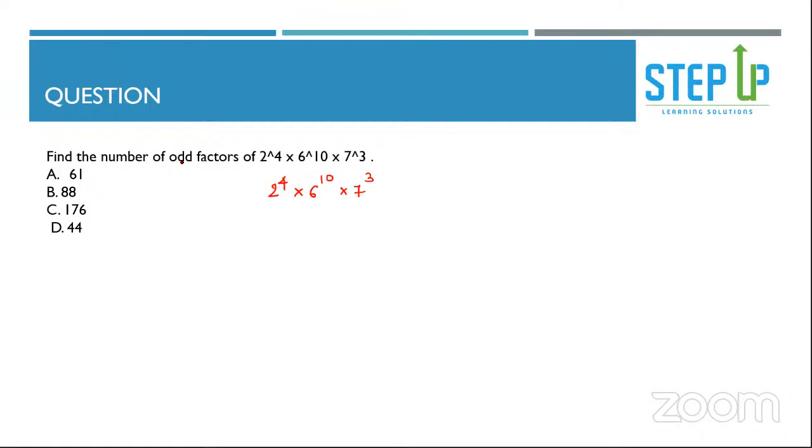Forget about these odd factors. I'll come back to this odd and even factor. As of now, let's calculate the total number of factors. If we just calculate the total number of factors, it would be 15 into 11 into 4, right? So 15 into 11 is 165.